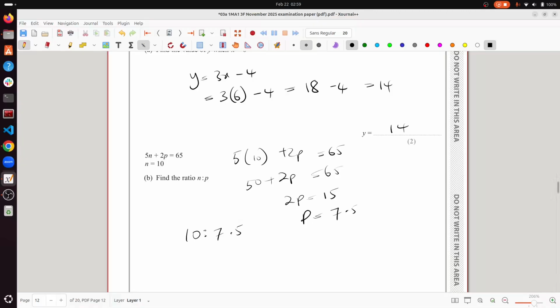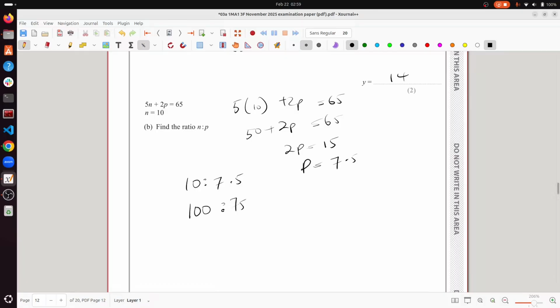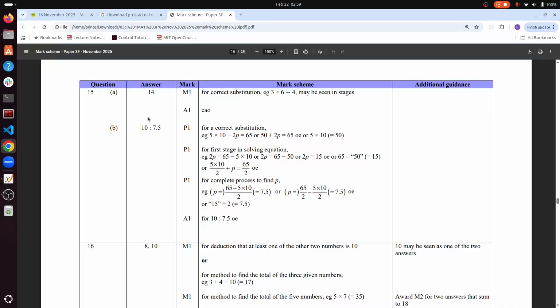This has to be whole numbers, so I can put it as 100 is to 75, and I could simplify further. So we know that 25 goes into 100 4 times, 25 goes into 75 3 times. So I can simplify that as 4 is to 3. So that's correct, and 10 is to 7.5 works too, and you can see there that means our final mark is OE, or equivalent. So that is the same thing as 4 is to 3 as well.